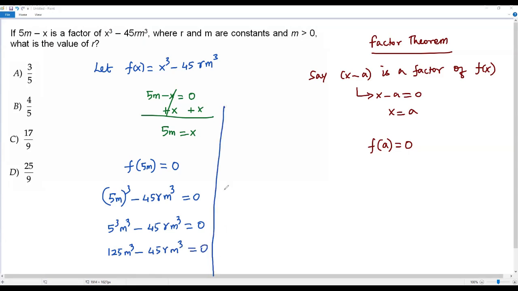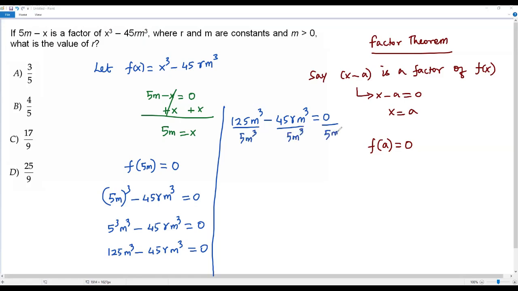Now let me write the same equation over here: 125m³ − 45rm³ = 0. Looking at the left side, the numbers 125 and 45 have the greatest common divisor 5, and the terms also have the common factor m³. So we can divide each term of this equation by 5m³. On the right side we have 0, and when you divide 0 by anything, it stays 0. Let me write it over here.